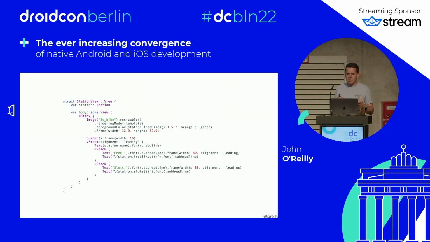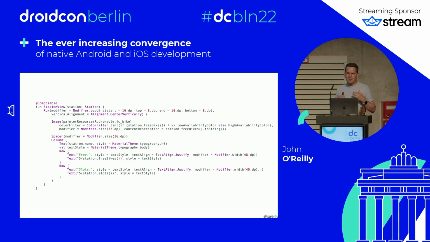But here we can hopefully see the general structure, with the image showing the tinted icon, color based on the number of free bikes, and then the SwiftUI HStack, text elements, etc. This, by the way, is from a sample in GitHub again if people want to look through this in more detail later. This is the Compose equivalent. Again, don't worry about the details too much. As I said, we'll show them side by side in a moment, but it's much the same structure as the SwiftUI version.